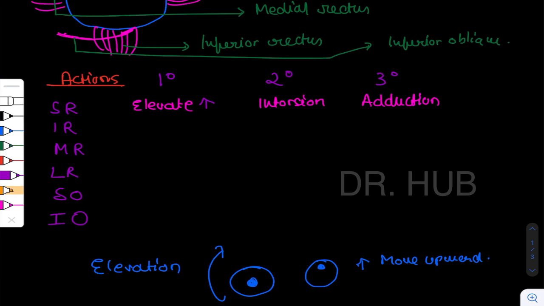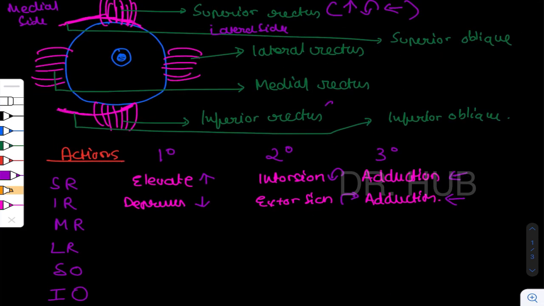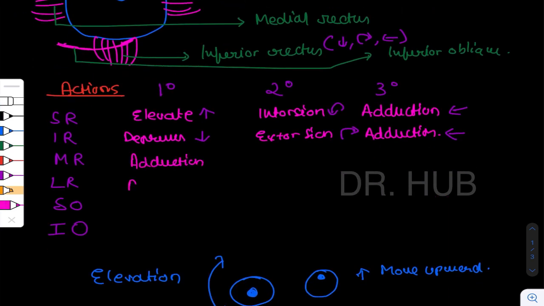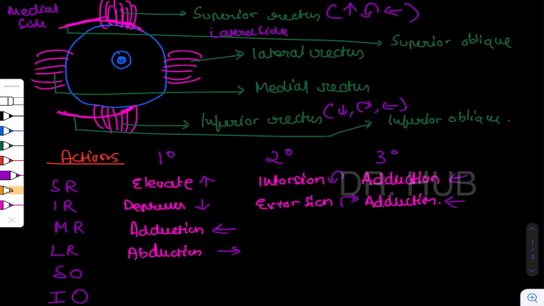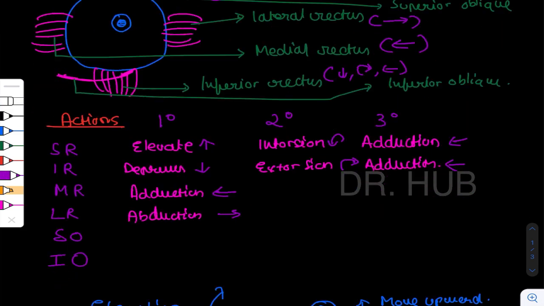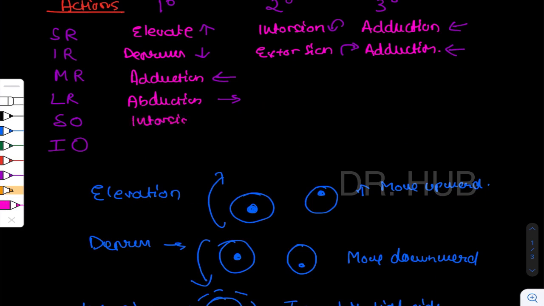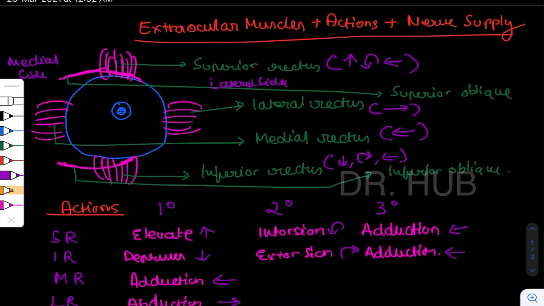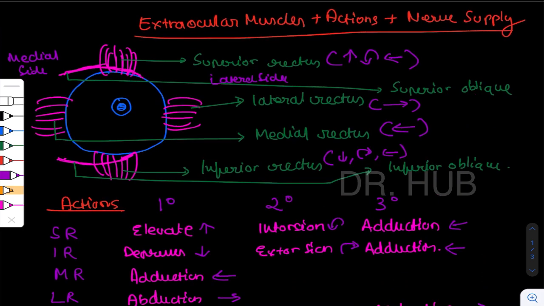Next muscle we are going to talk about is the inferior rectus. Inferior rectus shows depression, extorsion as well as adduction. So the adduction factor remains same in the superior and the inferior rectus, but the primary and the secondary function differ. Now in the medial rectus it is adduction and the lateral rectus being abduction. Now superior oblique functions are intorsion, depression and abduction. In the superior and inferior rectus we saw it's adduction, whereas here it is abduction.